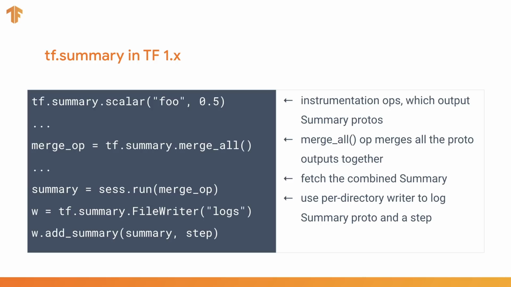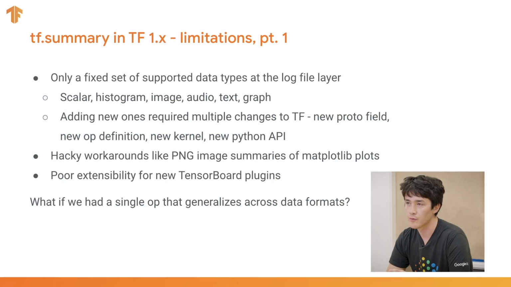There are some limitations to this, which I'll describe in 2 parts. The first set of limitations has to do with the kinds of data types that we can support. In TF 1.x, there's a fixed set of data types. And adding new ones is a little involved. It requires changes to TensorFlow in terms of you would need a new proto definition field, a new op definition, a new kernel, and a new Python API symbol.